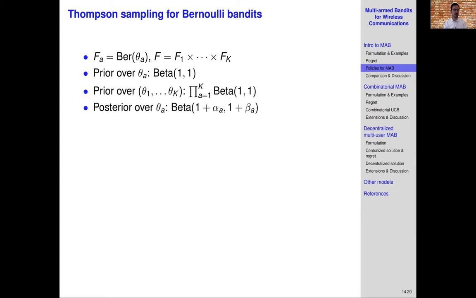In Bernoulli bandits, arm rewards are Bernoulli. Bernoulli parameter for arm A is theta A. It is not known by the learner. It is assumed that the arm rewards are independent. The learner starts with a prior over theta A for each arm, which is the Beta(1,1) distribution. This is equal to the uniform distribution in the unit interval.